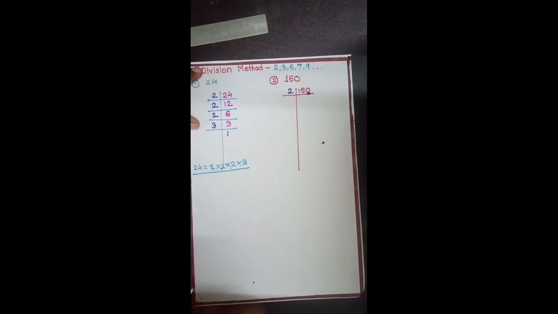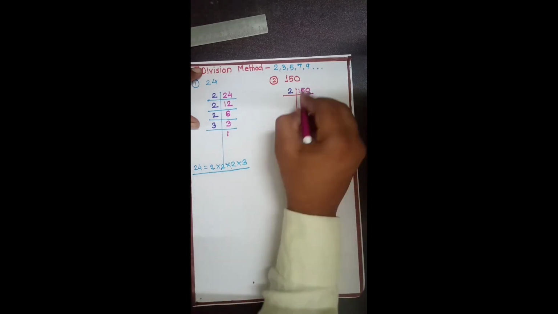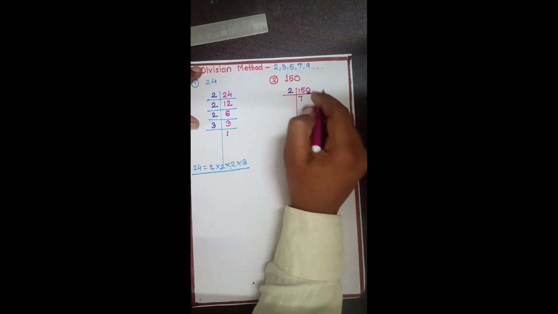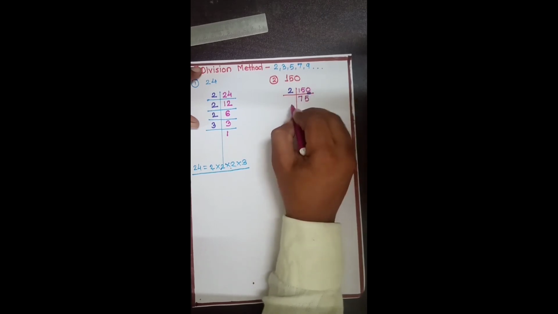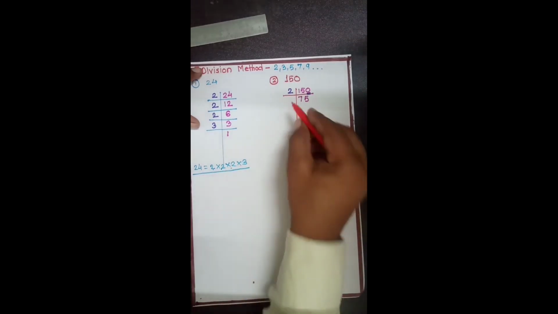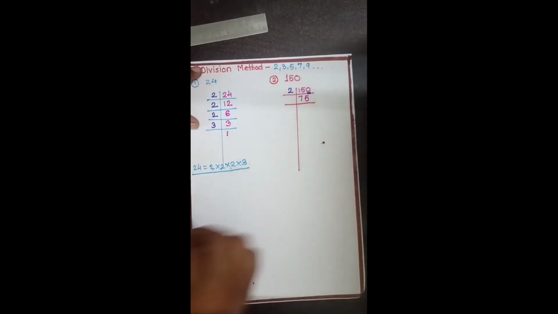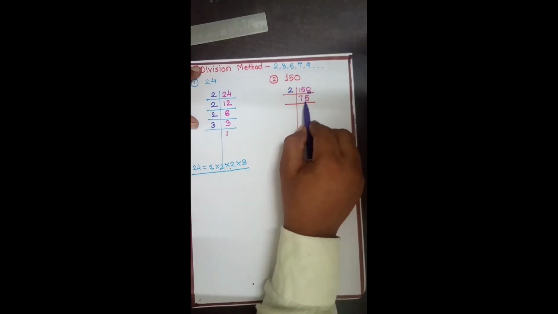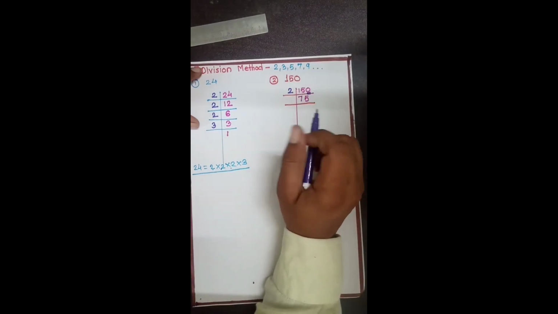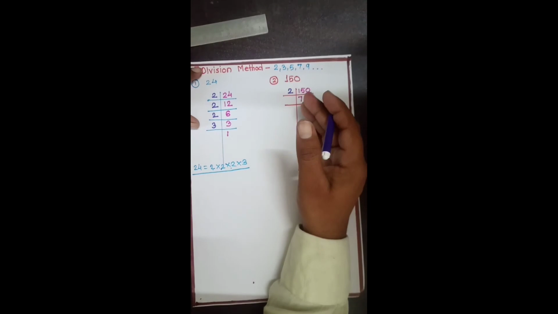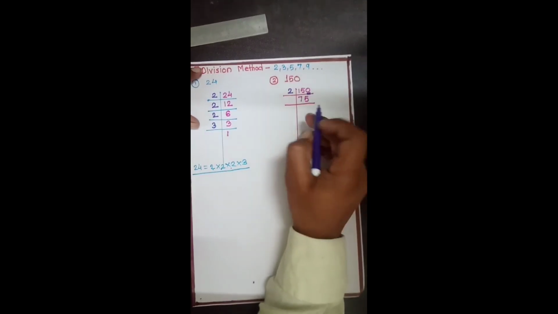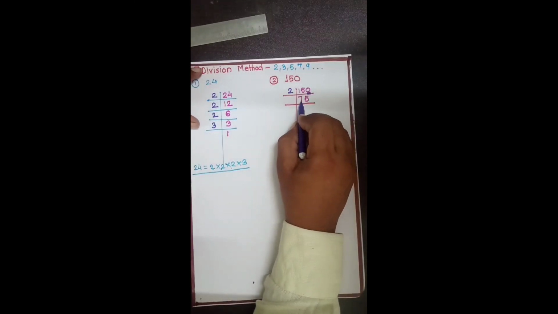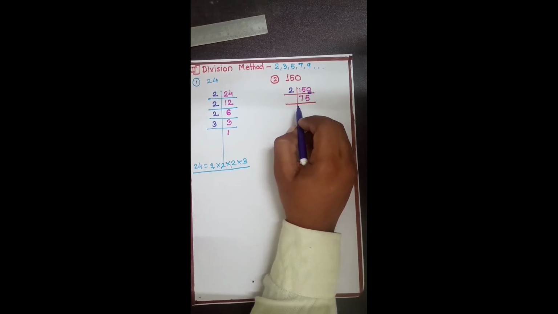So if we divide 150 by 2, what answer will we get? See, 2 7s are 14, 1 remains, 1 and 0 make 10, and 2 5s are 10. Very good. So 75 we are getting. Now the question arises, 75 is not divisible by 2, correct. So which is the next prime number after 2? That is 3. Now we'll check whether it is divisible by 3. So 7 plus 5 equals 12. Therefore this is divisible by 3.